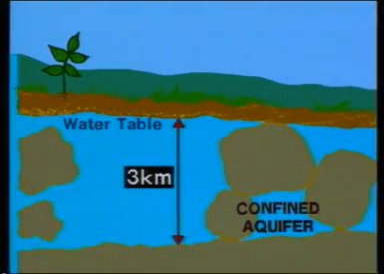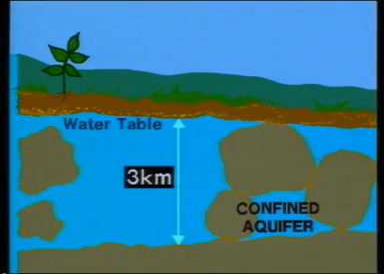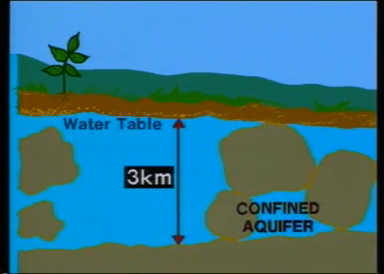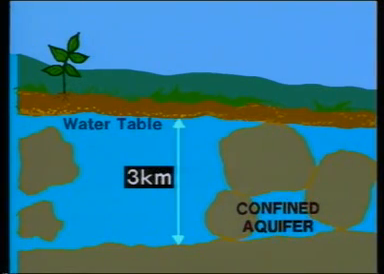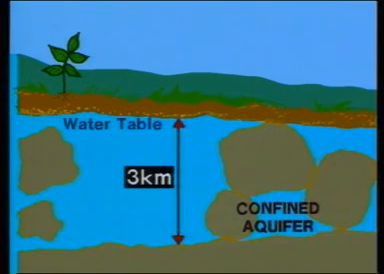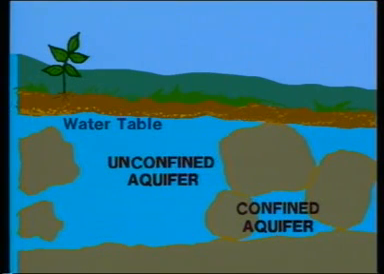The zone of saturation may extend to depths of 3 kilometers or more. If this zone of saturation is not confined by any overlying impermeable material, the free but irregular water surface is called the water table. The water table approximately follows the ground. Such a geologic formation permitting water to flow from one place to another is called unconfined aquifer.